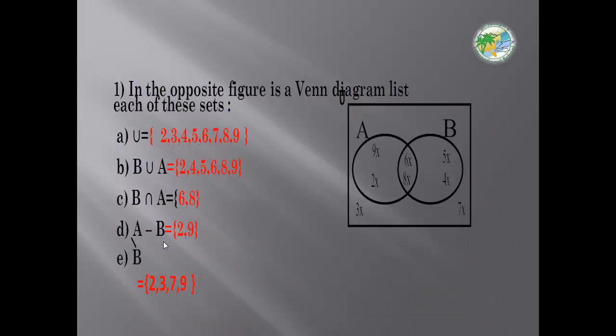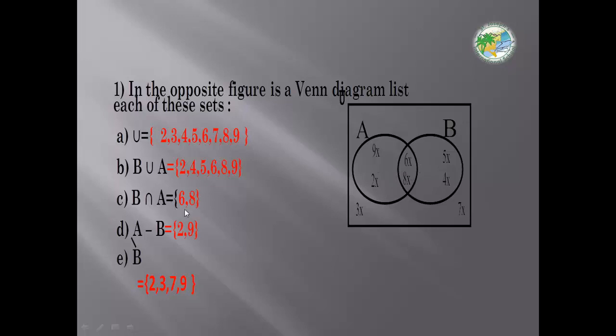Okay, finished. Now the universal set is all elements inside the frame: 2, 3, 4, 5, 6, 7, 8, 9. B union A: which elements are inside B and inside A? 2, 4, 5, 6, 8 and 9.